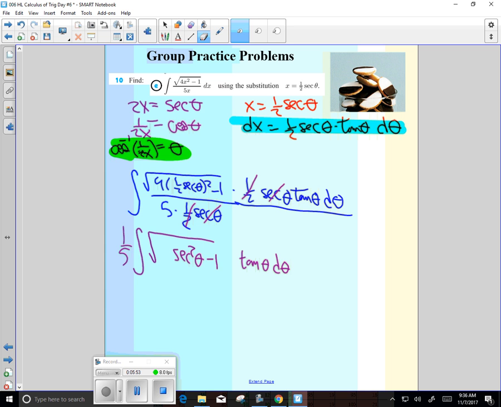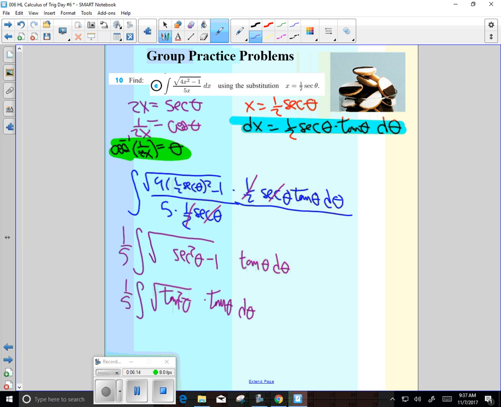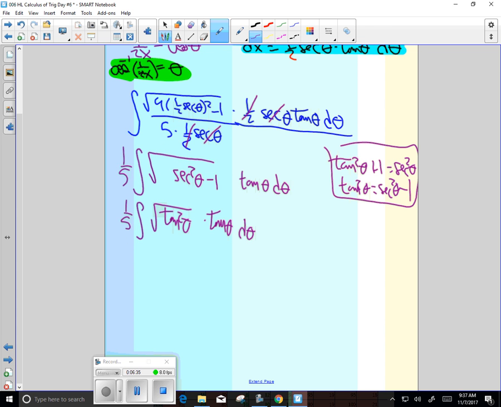Yeah. Did I forget something? Isn't it tangent squared minus 1 is secant squared? Is that correct? Yeah, it is tangent squared. So it's 1/5 integral of the square root of tangent squared times tangent. If you're bothered by this, remember that tangent squared theta plus 1 equals secant squared theta. Therefore, tangent squared theta is secant squared theta minus 1. A lot of things to think about here. You're doing great. So what's the square root of tangent squared? Tangent. What's tangent times tangent? Tangent squared. I know it looks a little bit of hocus pocus there.